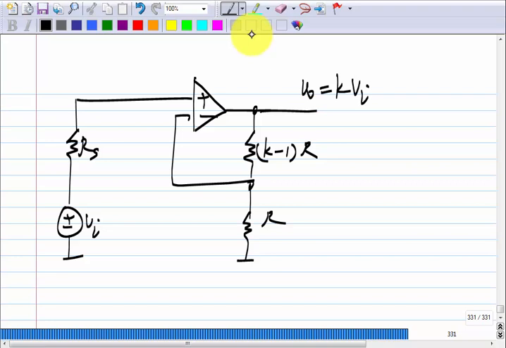Virtual short is lost. Why? So, essentially that is like, I will have this right across that. How much current will it draw approximately? What would this voltage be in case of a MOS op amp? K times Vi divided by A naught, where A naught is the gain of the op amp.